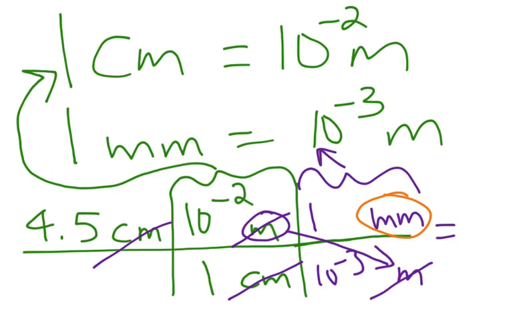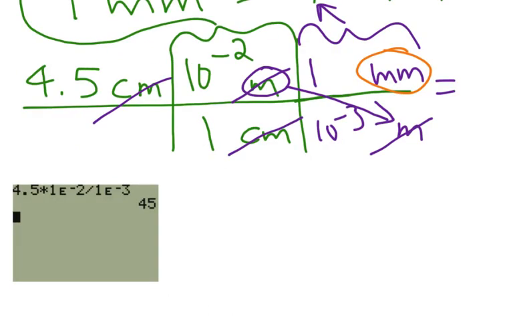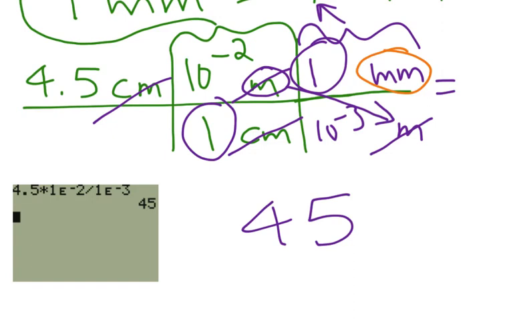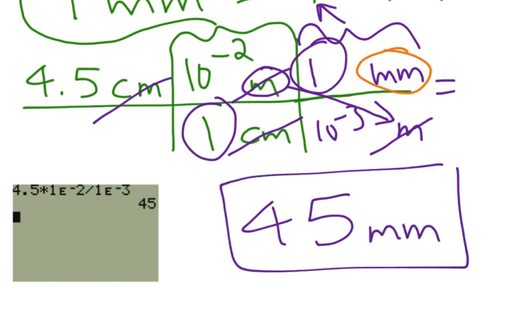And now let's put this into our calculators. In the calculator, we're going to put 4.5 times 1e negative 2 divided by 1e negative 3. And again, what I want you to notice is that we are skipping these 1s on the tops and on the bottoms. Your final answer should be 45, and the only unit that's left over is millimeters. So there's our final answer, 45 millimeters, for that second example.